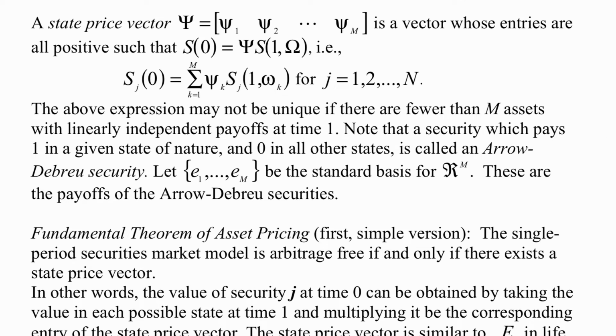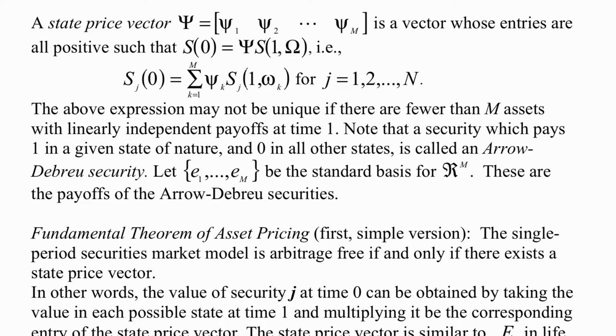Now we'll introduce a concept of a state price vector. It's a vector psi whose entries are all positive such that S(0) is equal to psi times S(1, omega). That is, S_j(0), which is the price today of the j-th security, is the sum from k equal 1 to m of psi_k S_j(1, omega_k) for j equal to 1, 2 through n.